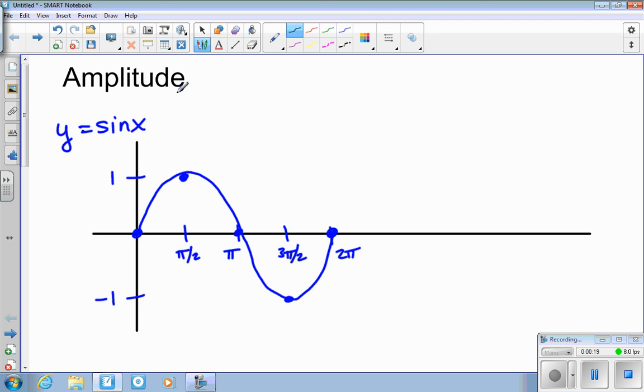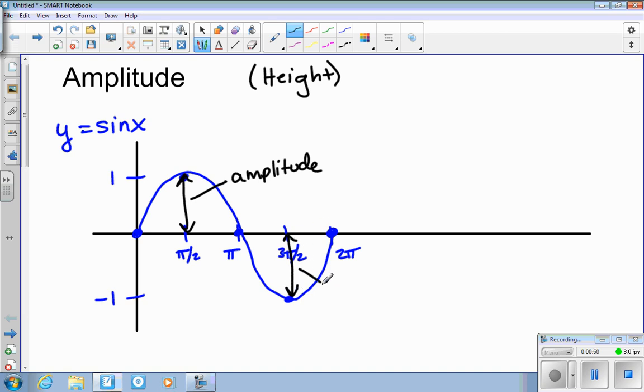Amplitude, you may know this word in English, is very similar to the word height. So if you think about amplitude, we're going to think about the height of this function. The way we define amplitude is it's from the center of the function, so that would be the x-axis here, to the peaks, whether they're high or low peaks. So this right here would be the amplitude, a distance, and also this distance right here would be the amplitude. And it's defined as the maximum distance, so it's not here or here or here. It's from peak to the middle line.